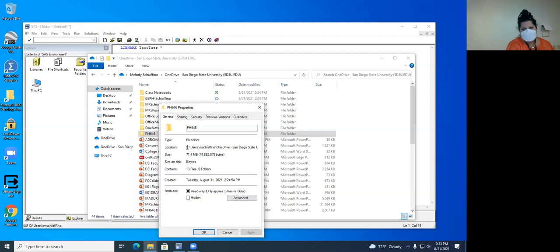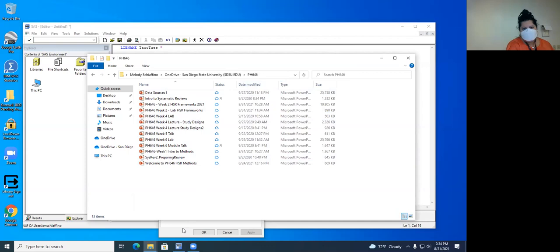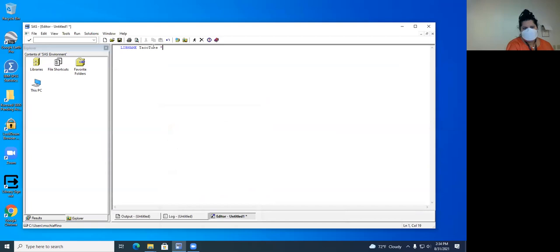Oh, this is going to be super long. Oh, San Diego State, you're super long folder names. Well, let's see if it takes it. Actually, you can open it too. Right click. It's even easier to copy address. And then I just put it in here in double quotes. And look, it's just a folder.